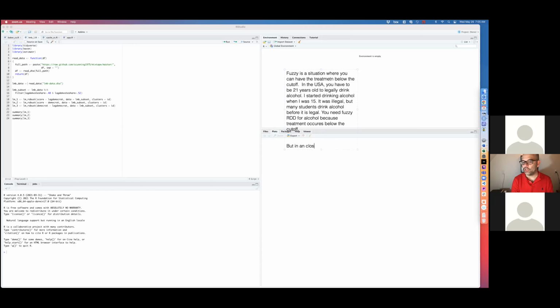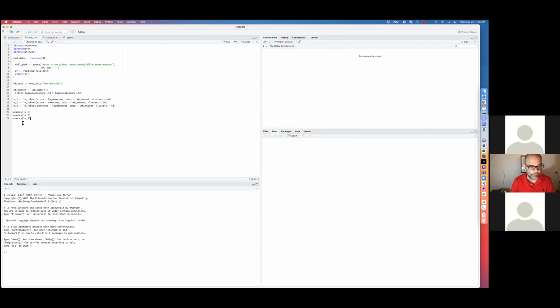But in a close RDD, it's sharp. The reason it's sharp is because the treatment cannot occur unless X is greater than C0. You cannot be the politician unless you win 51% of the vote or more. So that's what's going to make it sharp, right? So we can look at this. Let's run this real quick.